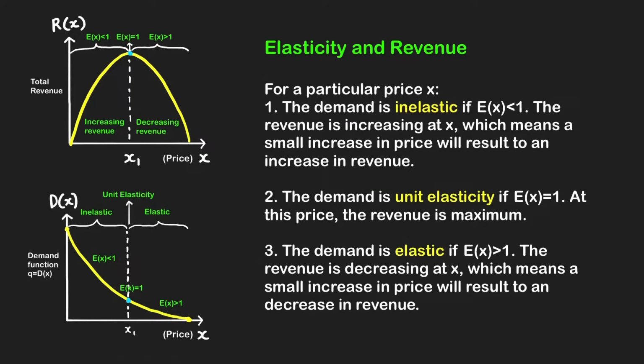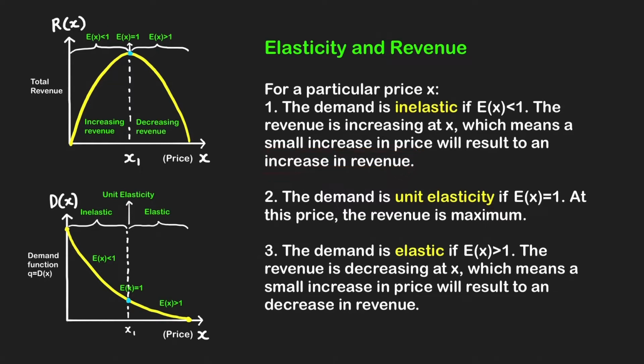Now let us discuss the three types of elasticity. For a particular price x, we say that the demand is inelastic if E of x is less than 1. And this implies that the revenue is increasing at x, which means that a small increase in price will result in an increase in revenue.